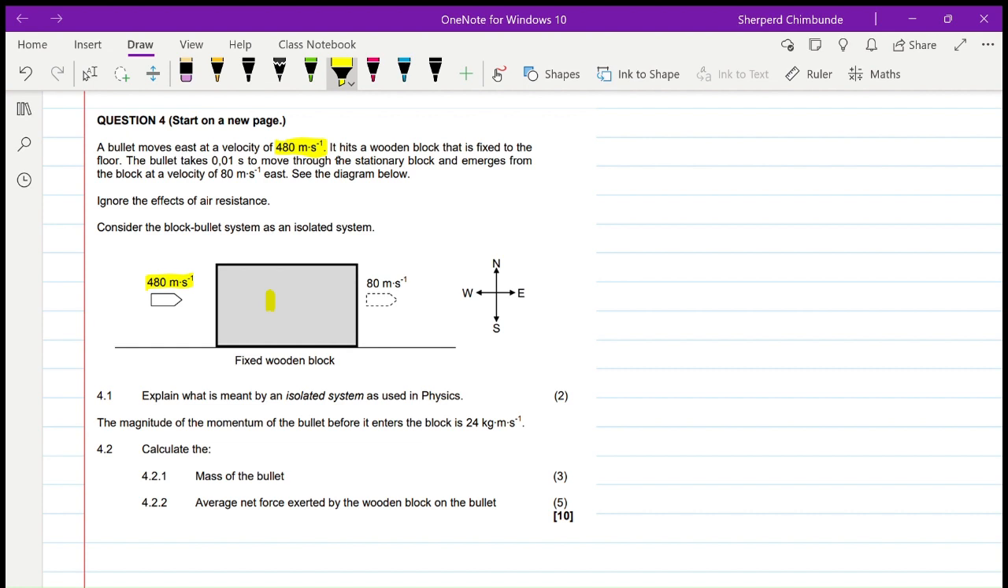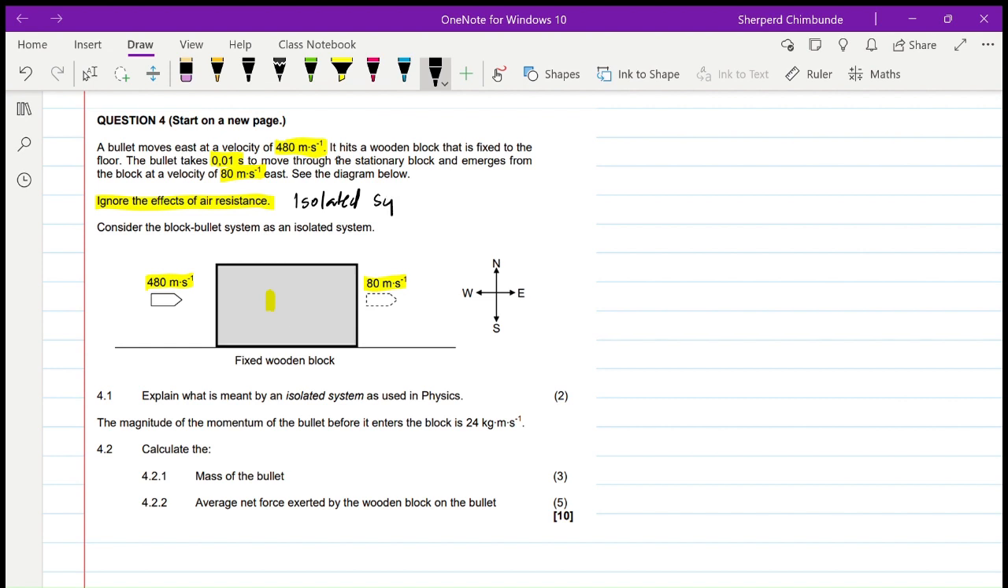The bullet takes 0.01 seconds to move through the stationary block and emerges from the block at a velocity of 80 meters per second towards the east. And then they say to us, ignore air resistance. Now, the moment they say we must ignore air resistance, it means we are dealing with an isolated system.